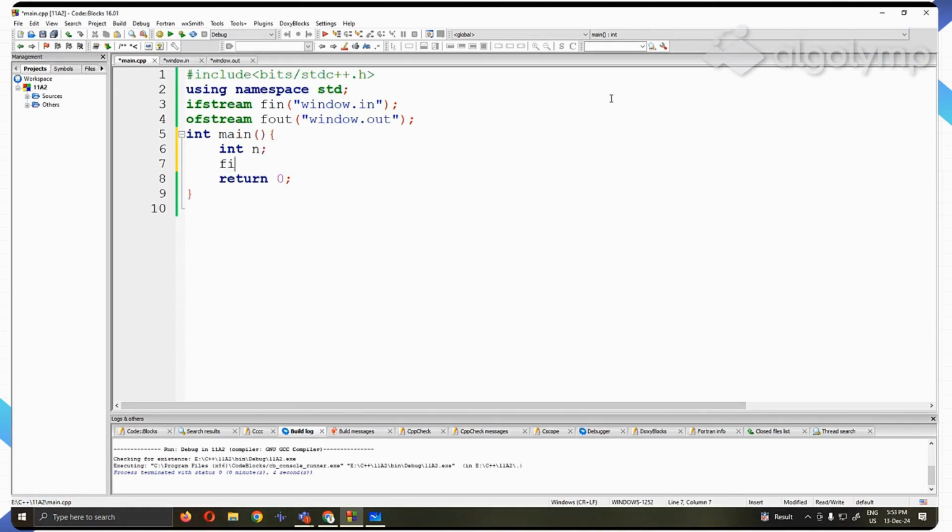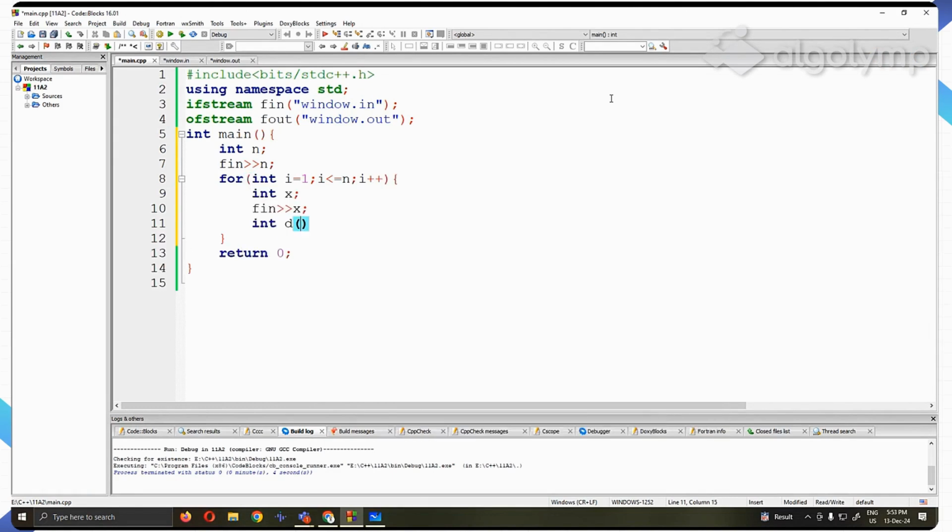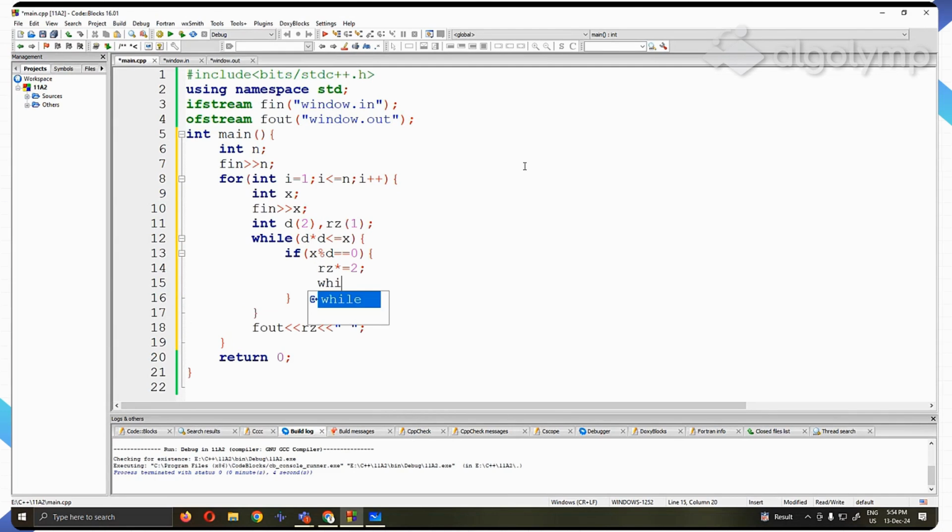Okay, I have n. I read n, and I read n numbers that I want to factor. I want to factor the number x, and I'm reading it. And I start with d equal to 2, as long as d times d is smaller than or equal to x, with a result equal to 1. In the end, we print the result, and it has to be on the same line. If x is divisible by the number d, we automatically know that we have a prime factor to a power greater than or equal to 1, so we multiply the result by 2.